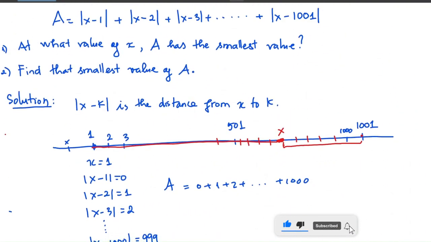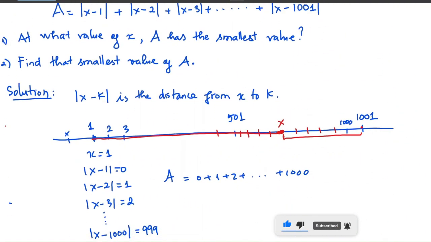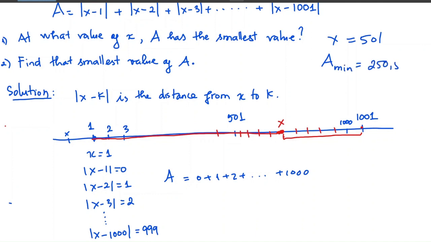So going back here, we would say the value of x is equal to 501, and the smallest value is A min equal to 250,500, and this is the answer to the question.